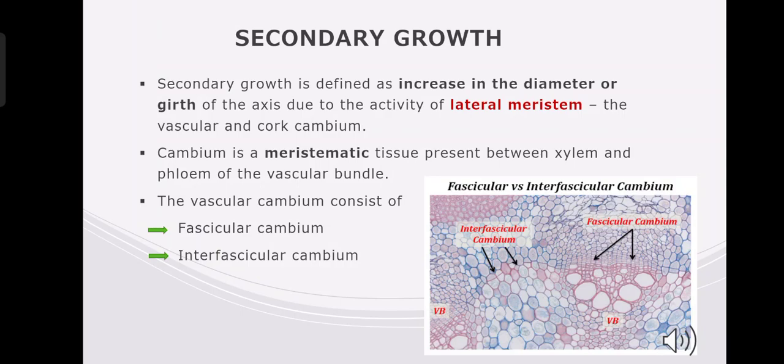The cambium is a meristematic tissue which is present between the xylem and phloem of the vascular bundle. The vascular cambium consists of two different types, fascicular cambium and interfascicular cambium. The fascicular cambium is present between the xylem and phloem, whereas the interfascicular cambium connects two vascular bundles. So therefore, the cambium forms a ring-like structure.